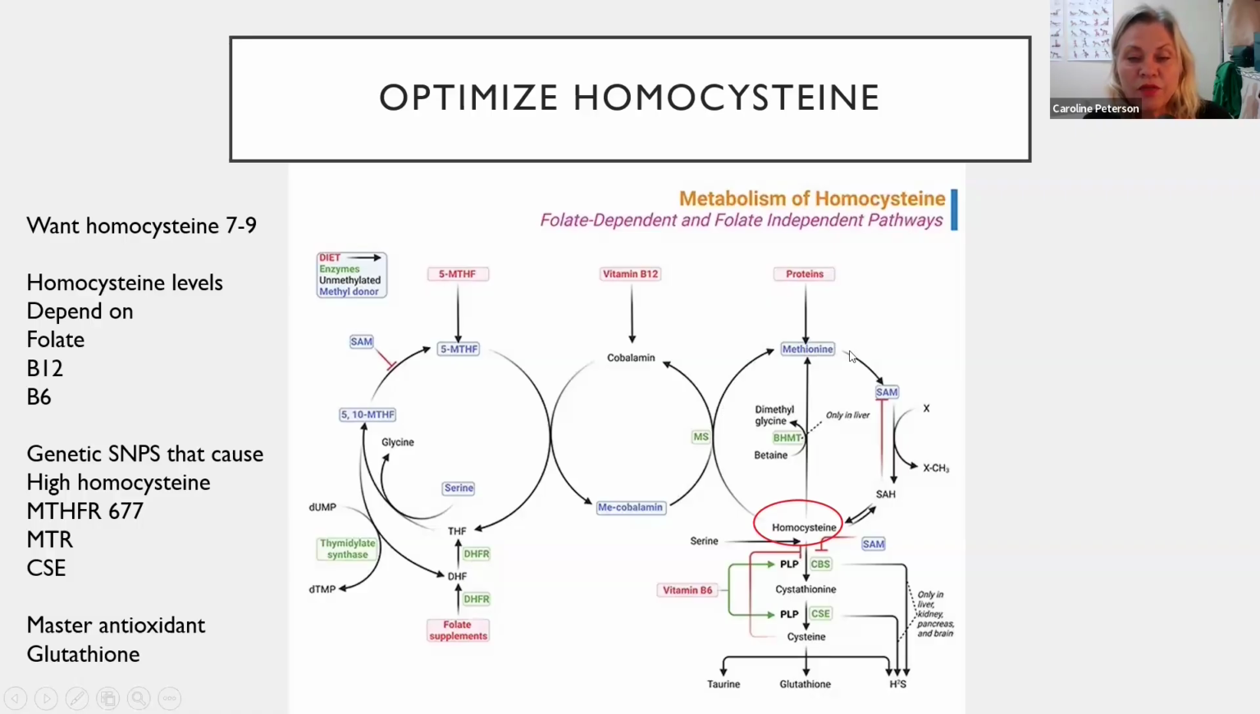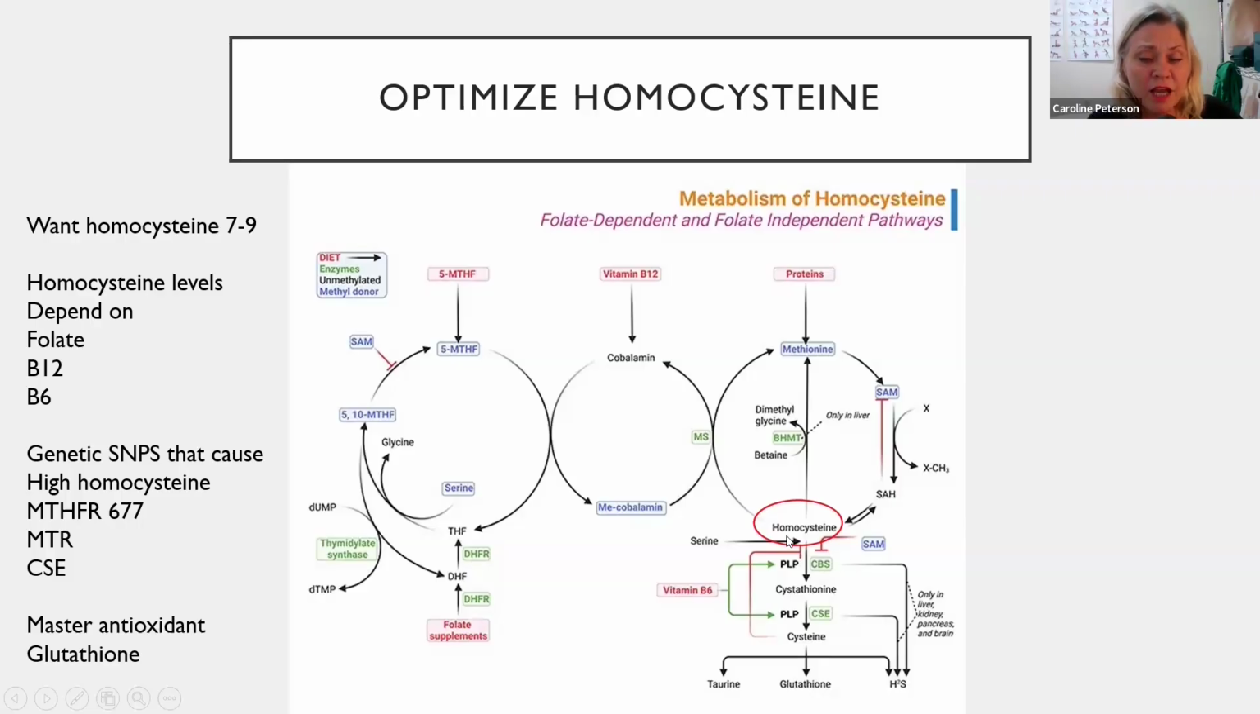If we get high homocysteine, what this means is either we have low B6, and so we're not pulling the homocysteine down into the transsulfuration pathway. We could have a genetic SNP of the CSE gene that would back up homocysteine. If we have a genetic SNP of the CBS gene here, that speeds up the pull down of homocysteine.